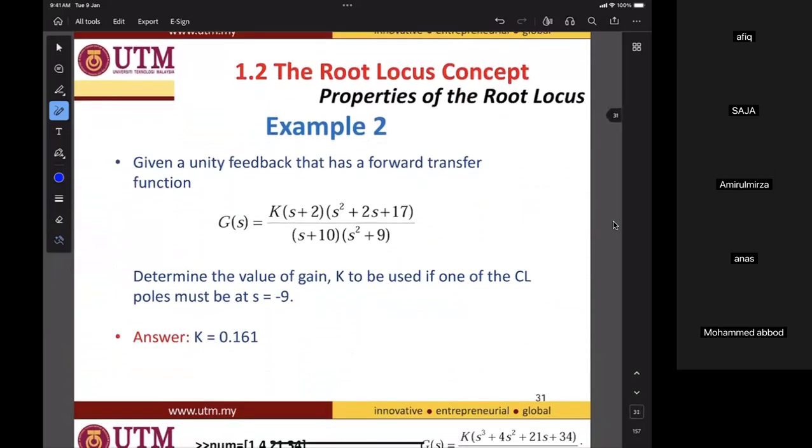The second example is example 2. It's more complicated, where you have this open loop transfer function.